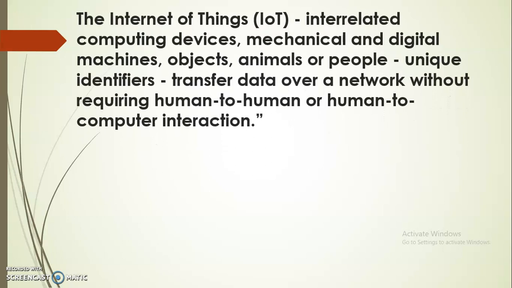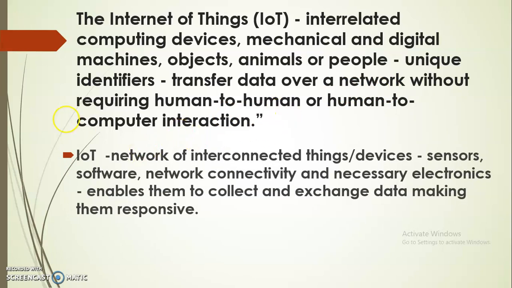So with all the examples I have told you before, we are going to define the Internet of Things. Now we can define the Internet of Things as a system of interrelated computing devices, mechanical or digital machines, objects, animals or people. Each of these should have a unique identifier. That is, each should be assigned an IP address, and the data can be transferred through a network without any human intervention.